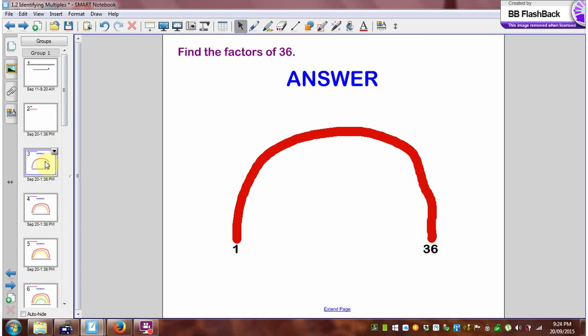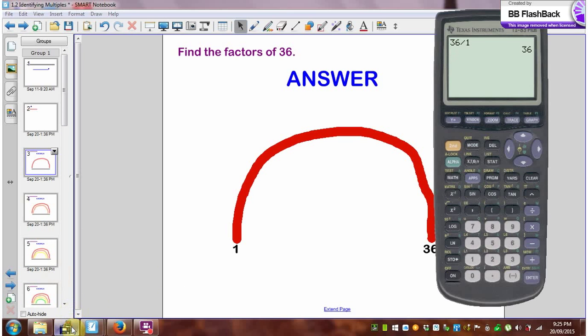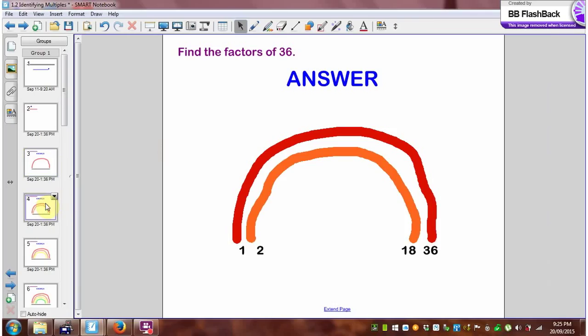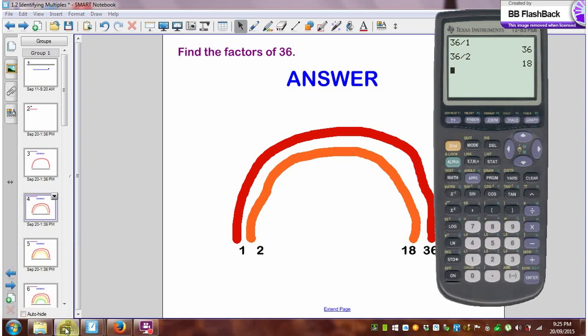Okay, so let's look at the next factor. So we tried 1, let's try 2. 36 divided by 2. And let's see if we get a whole number. Okay, so we get a whole number here, no decimal. Just nice, neat 18. So that means 2 and 18 are factors of 36. So we put that in on our rainbow, like so. So here's our factors so far. Okay, we checked 1 and 2.